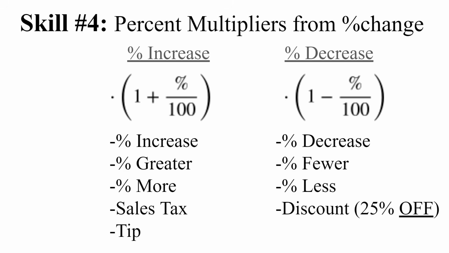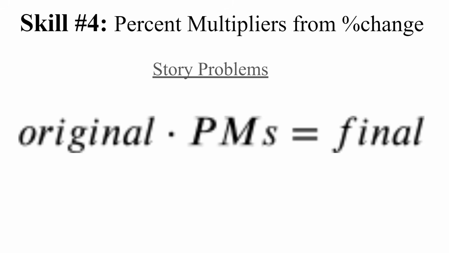So we'll get into how to use these in a minute. But before we do that, I would make sure you have this all down in your book. And then there's one other thing we have to do, which is this equation. Original, or your starting value, times all your percent multipliers in a row, however many you have, usually on the test it's just 1 or 2, equals final. Original times percent multipliers equals final. All right, let's go ahead and do some examples at the board.